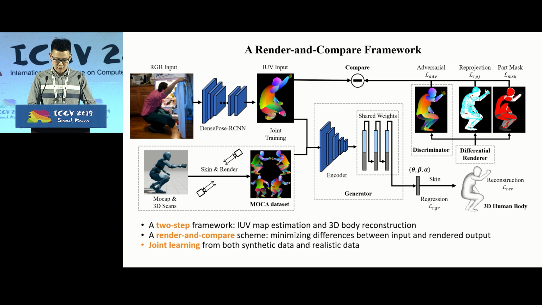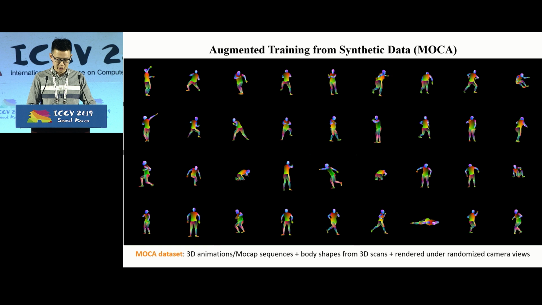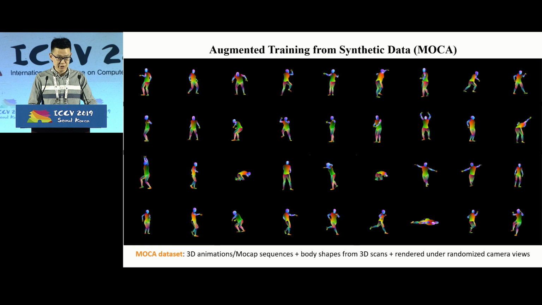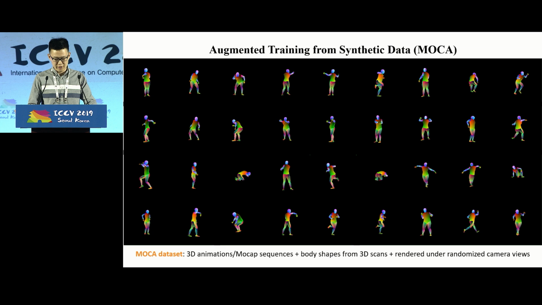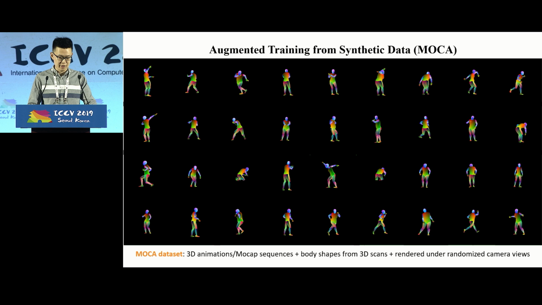For the synthetic dataset, we propose this large-scale synthetic dataset. We call it MoCA, and it contains two parts. First, the skeleton sequences, which we collect from both mocap sequences and some 3D animations, which contain a lot of long-tail poses and actions. And for the body shapes, we take them from the 3D scans and then render them under randomized camera views, which gives us the fully paired ground truth for model training.